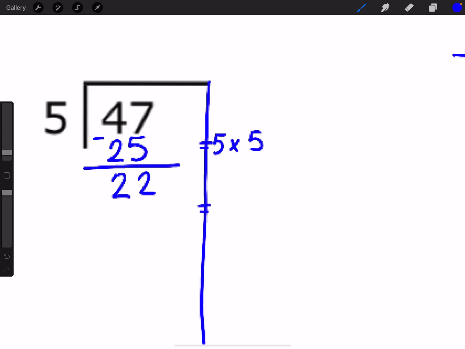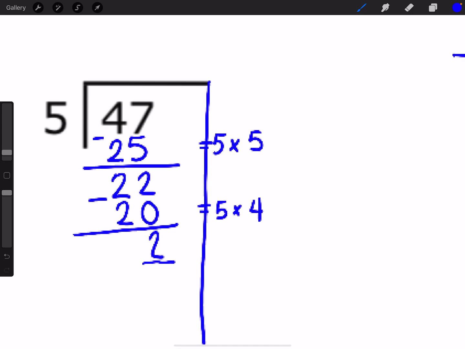Okay, we're not to 0 yet, so we have to keep going. So we can't take another 5 times 5 out because that would be 25 and that's too much. So we're going to do 5 times 4, which we know that's 5, 10, 15, 20. So we're going to subtract 20. 2 take away 0 is 2. 2 take away 2 is 0. So we now are left with a 2.